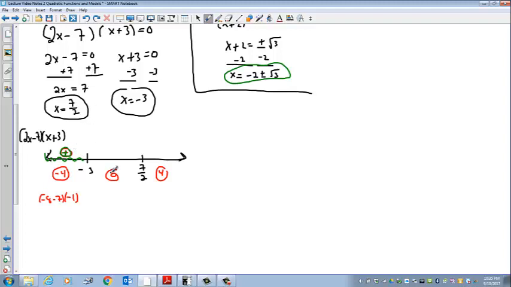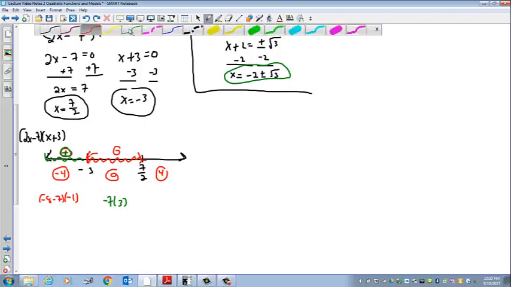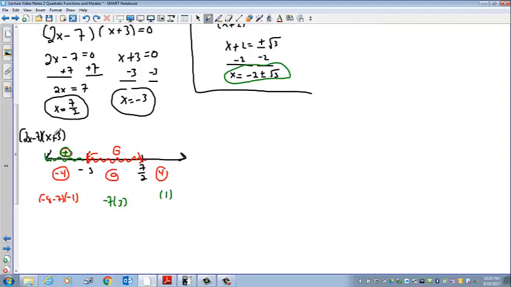Whereas if you plug in 0, what happens? So if we plug in 0 here, we get out -7 times positive 3. And so that's going to be negative. And so that means all the values in between -3 and 7/2 are going to be negative. They're going to be less than 0. And then if we plug in 4 into our expression, 2x minus 7 times x plus 3, what happens is you get 8 minus 7, which is a 1. And then plug in 4 here, 4 plus 3 is 7. And so it's positive. And so all the values to the right, 7/2, if you plug it into this expression, you get a positive number.